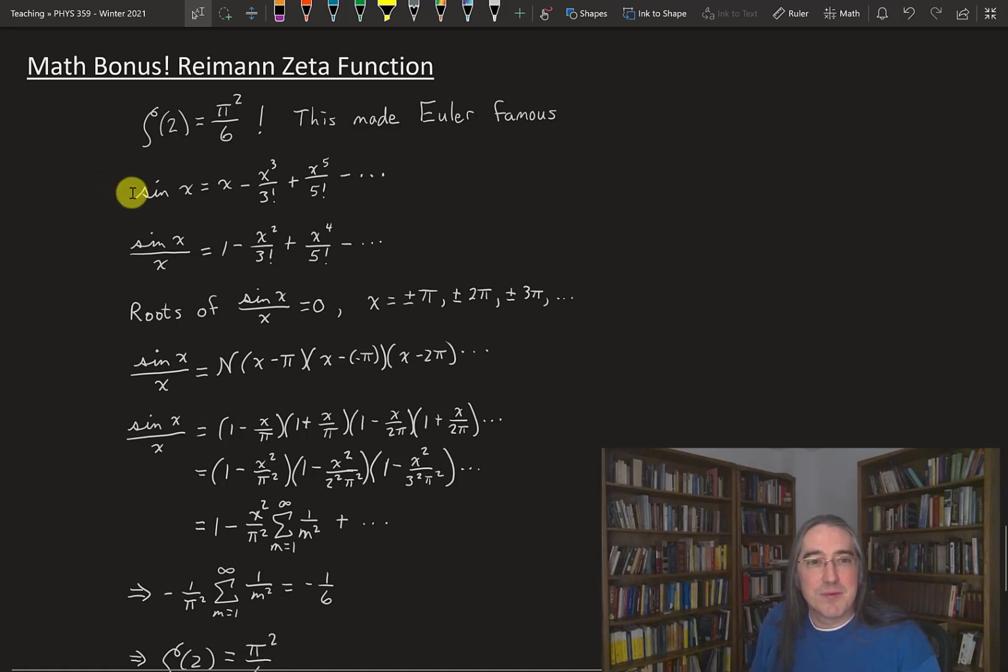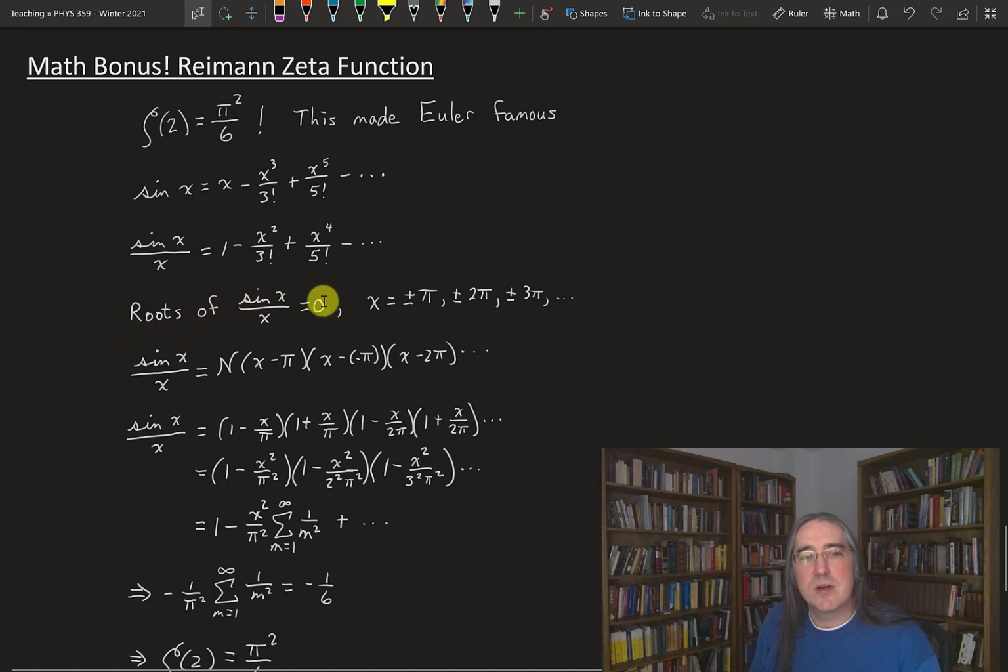So first, Taylor expand sine of x. This is something you know how to do. And now divide it by x. So we get the Taylor expansion of sine x over x. That gets rid of the x out front to give us just a 1. Fine. Why do we Taylor expand this?